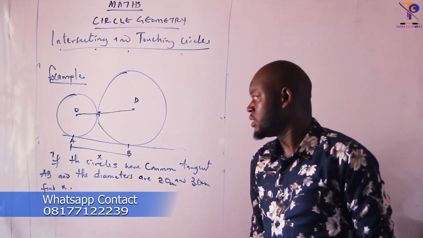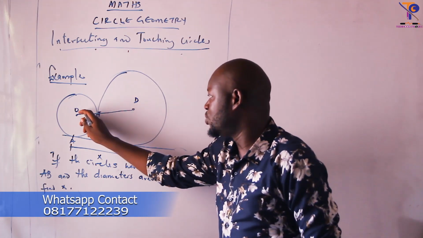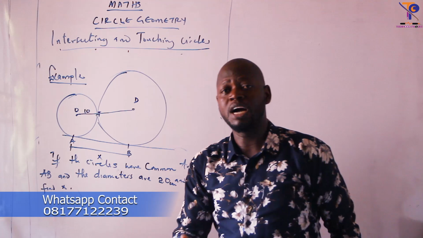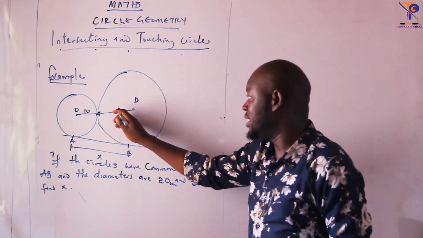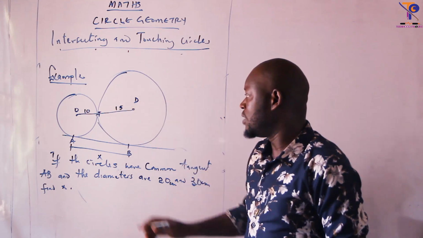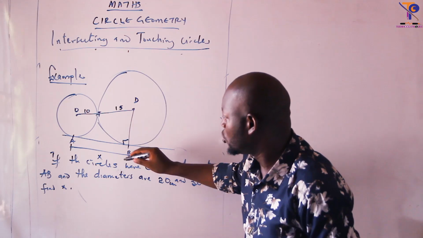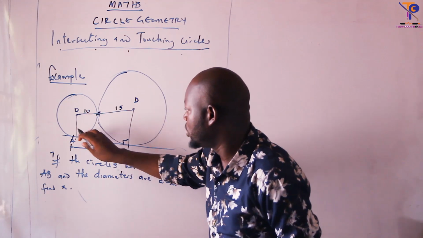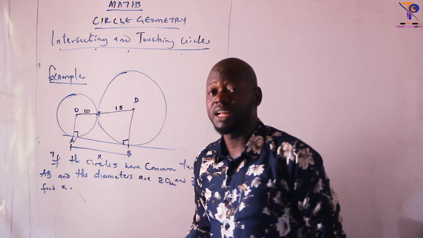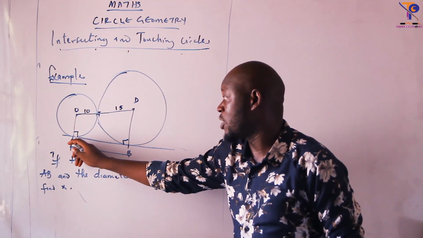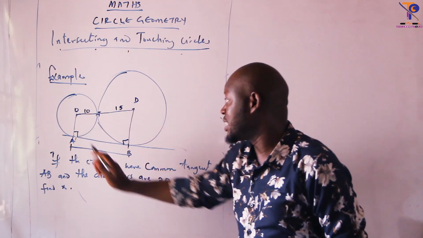Please note this. If the diameters are 20 and 30, definitely this radius is 10. That is half of the diameter. Radius is half of the diameter. And this one is 15. Whichever way I connect it down, don't forget it's going to be 90 degrees. This one also is going to be 90 degrees. Don't forget the theorem that connects tangent and radius together. So we have 90 degrees here and 90 degrees here.